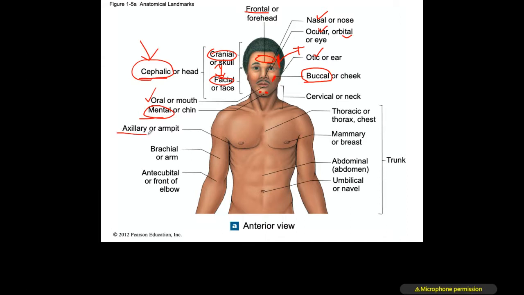The armpit is called the axillary region. So when we do osteology and we learn the scapula, there's a part of the scapula called the axillary border. Then there's an axillary artery and an axillary vein. There's a brachial artery and a brachial vein. There are cervical vertebrae. There are thoracic vertebrae. Then we have mammary ducts of the breast. We have abdominal muscles. The belly button is called the umbilical, and all of these together are referred to as the trunk.